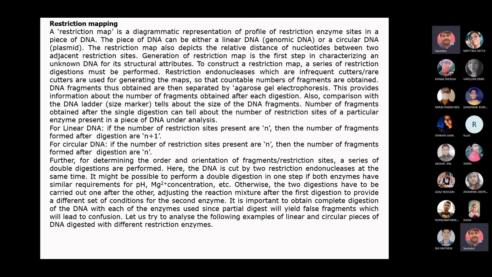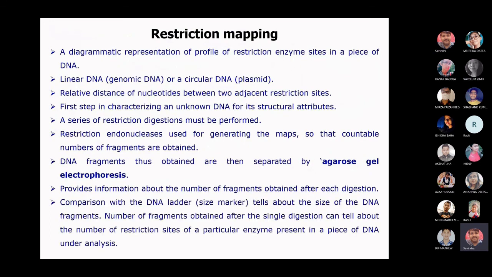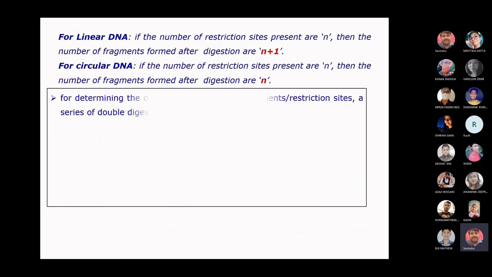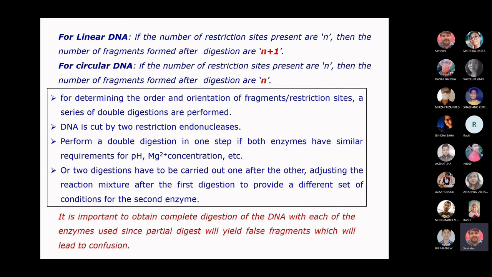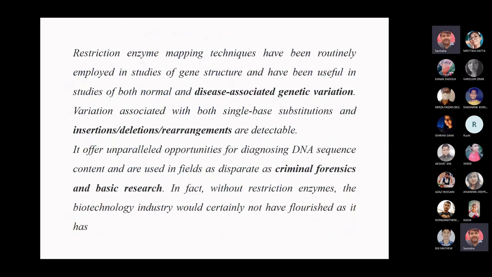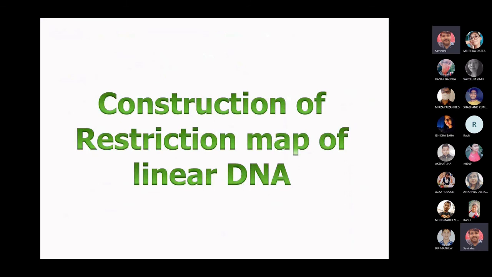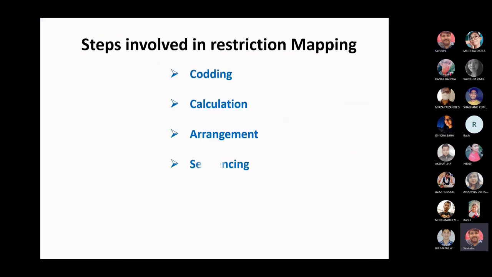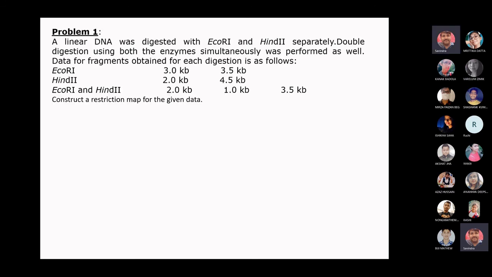Okay. Then you will write about the theory of this restriction mapping. Entire theory you will write. Take the screenshot. And then you will write on the ruled sheet different problems, like problem number 1. Okay, ये भी आप लिख लीजिएगा, steps involved in restriction mapping. Then you will write the problem on the ruled sheet. And all the coding, all the calculation, all the arrangement, mapping should be done on the drawing sheets.